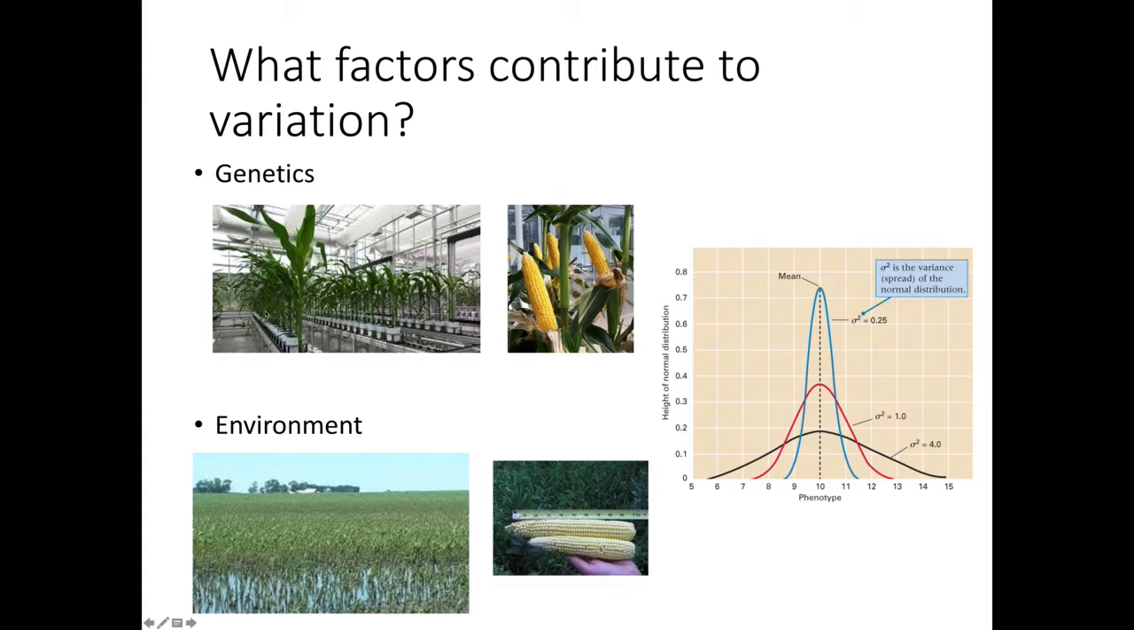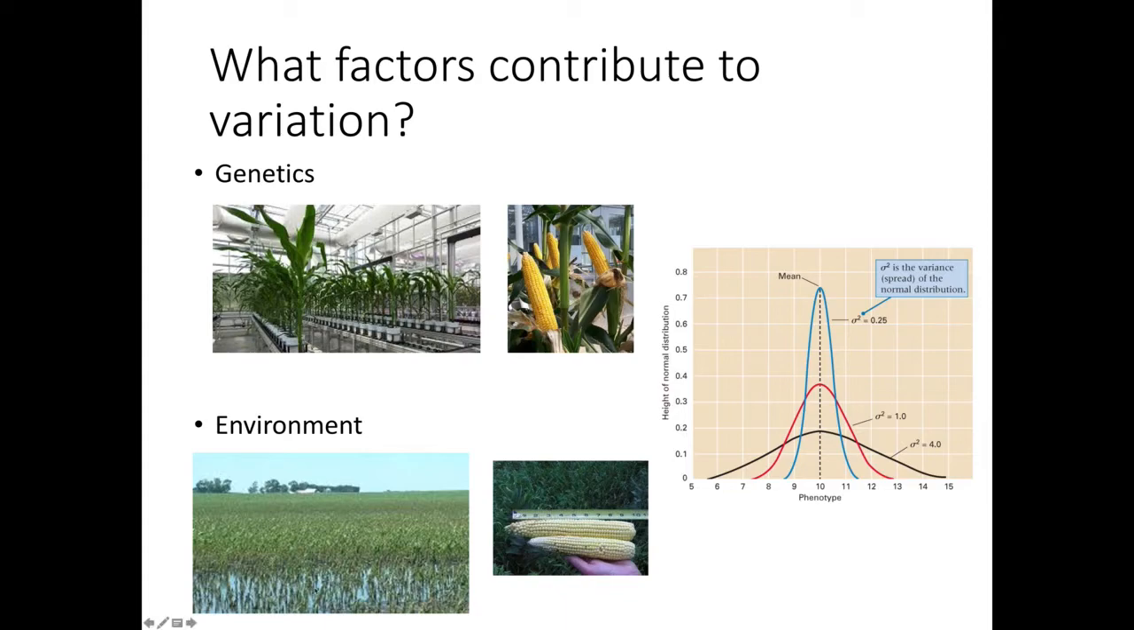And how does one figure out what the genetic component of variation is? Well, if you control the environment, say for example grow corn in a greenhouse, then all the differences that might be identified between the different masses of the corn cobs, if the environment is strictly controlled, would be attributable to genetic differences between the different plants. Of course, out in the field, one has a lot of environmental variation.